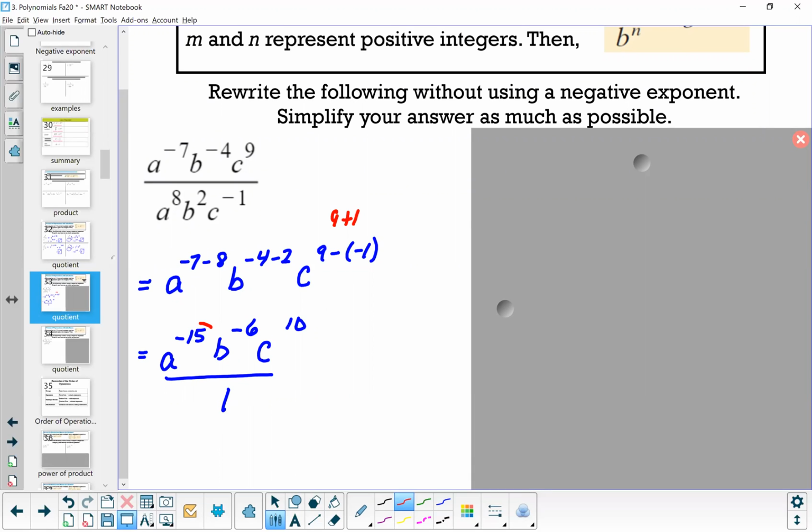And we'll take a to the negative 15 and b to the negative 6 across the fraction bar. So we're going to end up with, in the numerator, c to the 10th, but in the denominator, we'll have a to the 15th. Notice how the exponent is now positive, times b to the 6th.